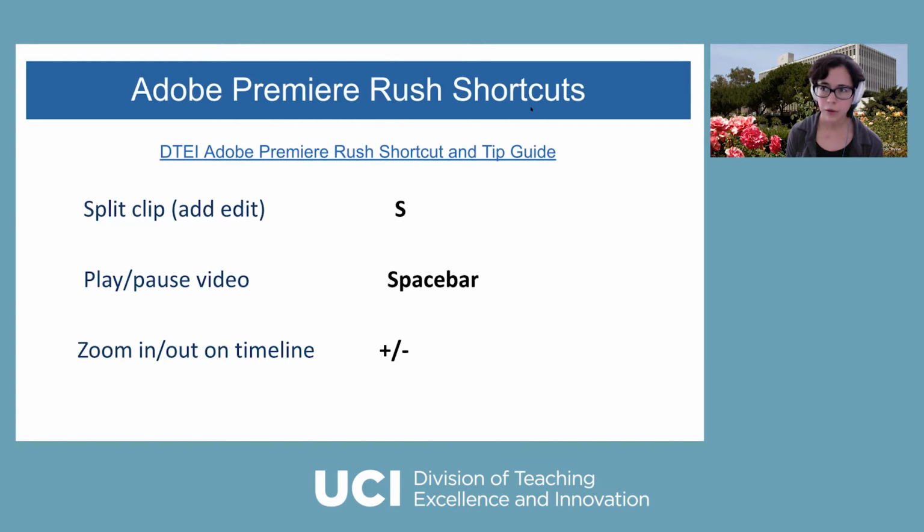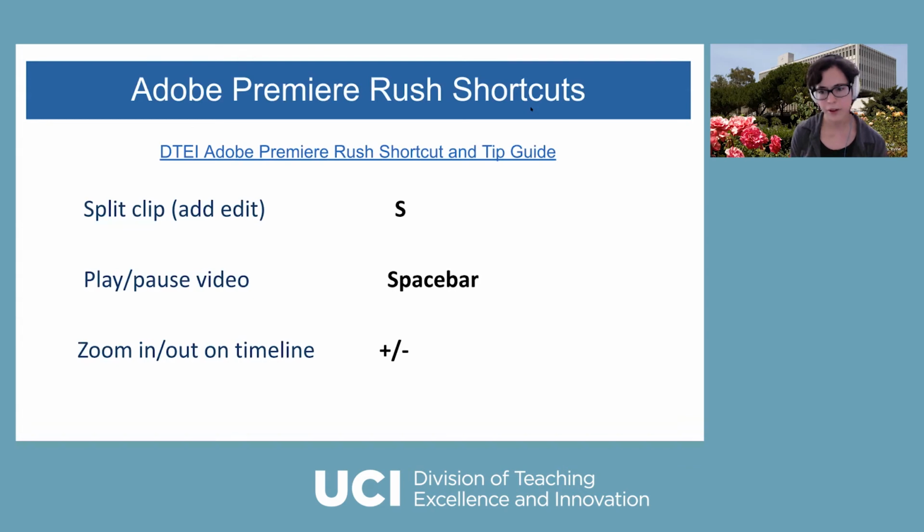And the last thing you're going to want to do is zooming in and out of your timeline. And I'm going to show you what all of this looks like shortly, but those are going to be your plus key and your minus key. So these are going to be the three most important commands you're going to want to do in the video editor. And that's why I wanted to show you these before we move on to looking at Premiere Rush.